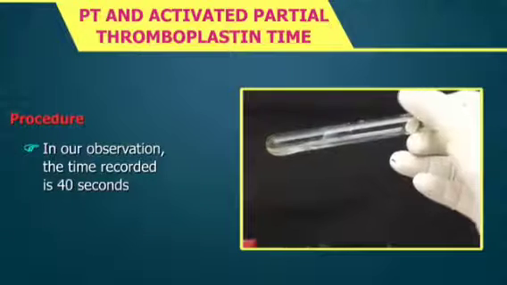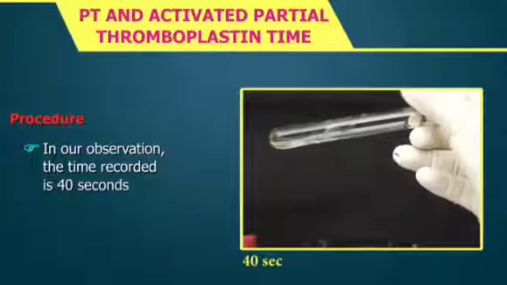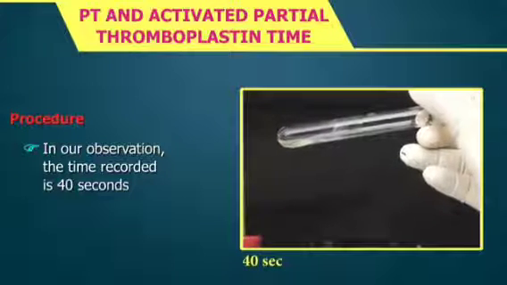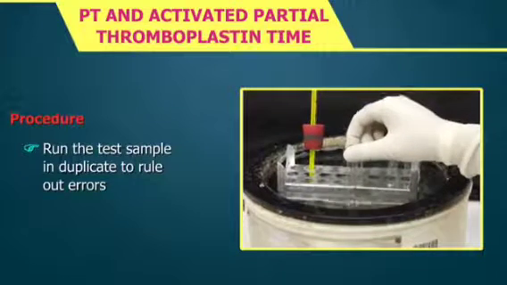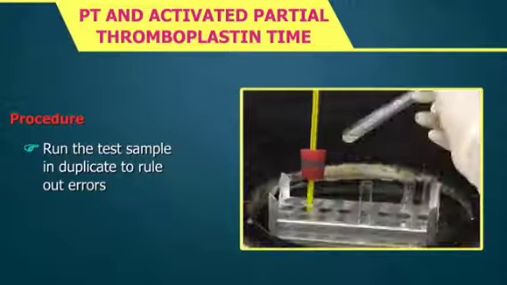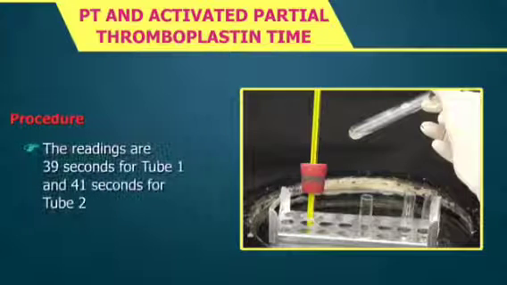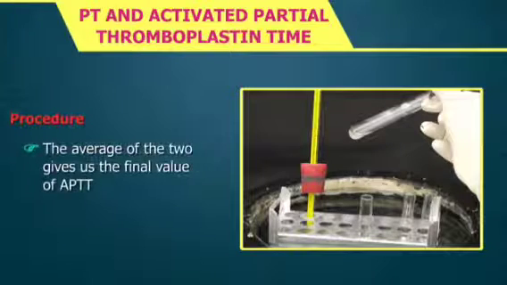In our observation, the time recorded is 40 seconds. Similarly, run the test sample in duplicate to rule out errors. The readings are 39 seconds for tube 1 and 41 seconds for tube 2. The average of the two gives us the final value of APTT.